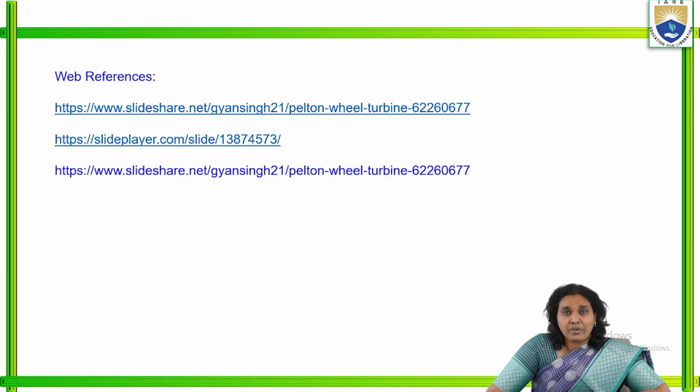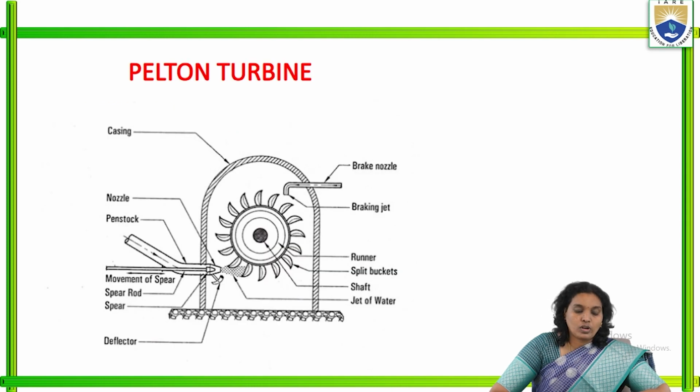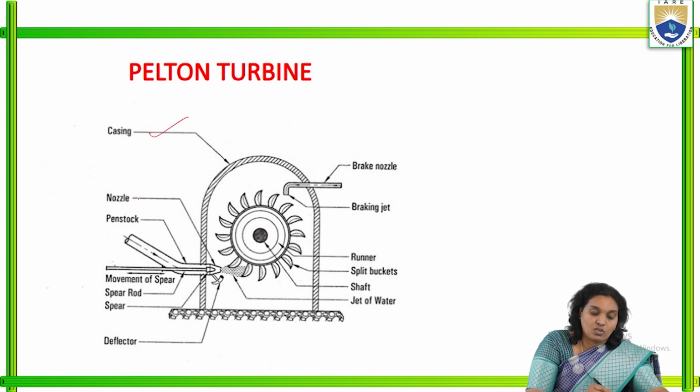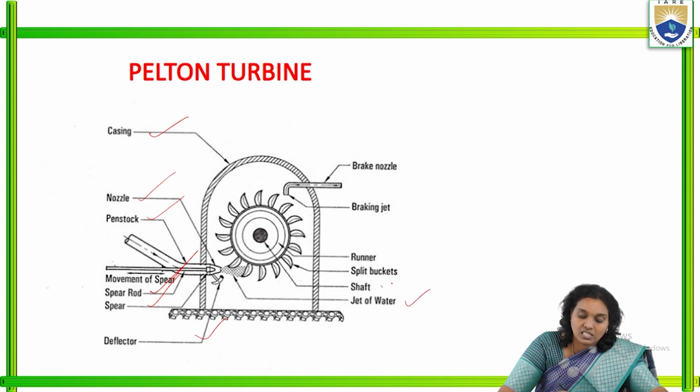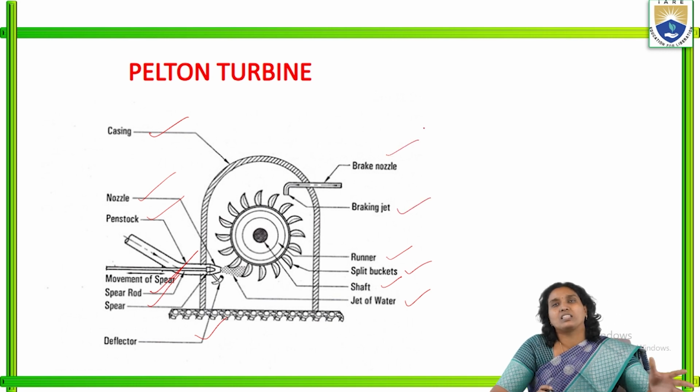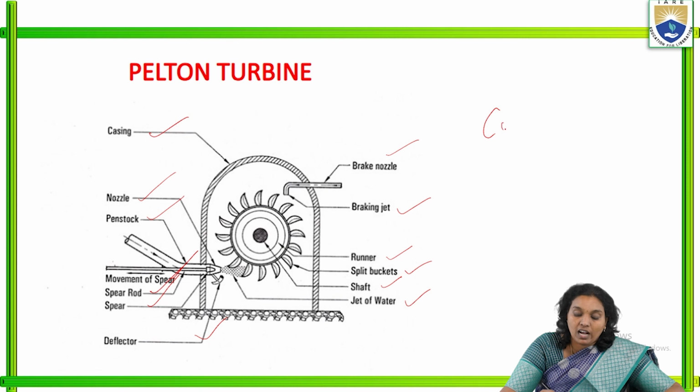These are some of the web references which give more knowledge on the Pelton turbine or Pelton wheel. Coming to the Pelton turbine, this is the skeleton structure of the Pelton turbine. It has the casing, nozzle, penstock, movement of spear rod, spear, deflector, jet of water, shaft, split buckets, runner, braking jet, and brake nozzle. These are all the components in the Pelton wheel or Pelton turbine.